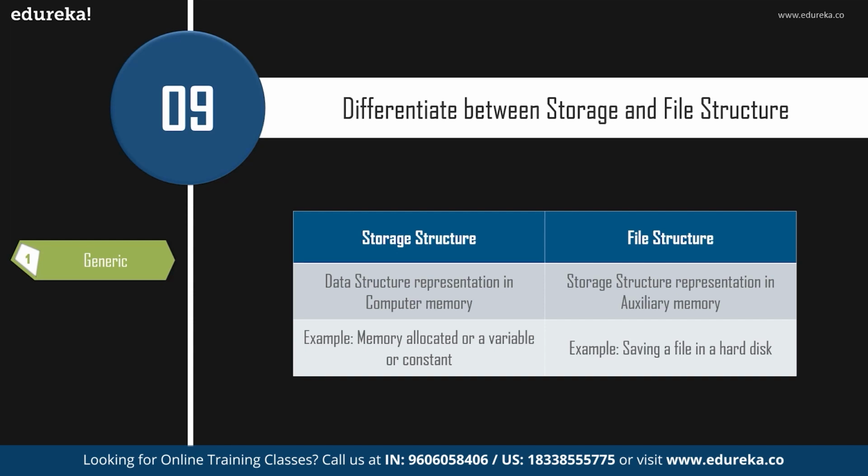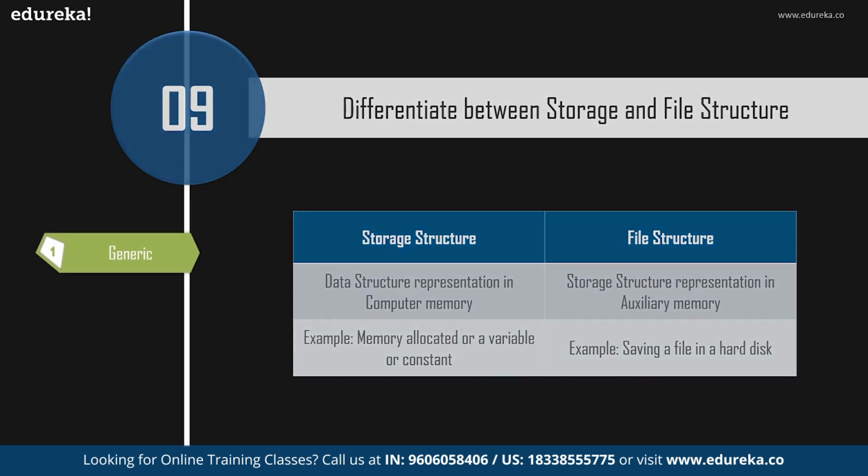In file structure, if you write the data in a file and save that file in a hard disk or any other external device like a pen drive, then the data will remain intact till it is deleted manually by the user. This representation of saving the file in an auxiliary or secondary memory is called file structure.